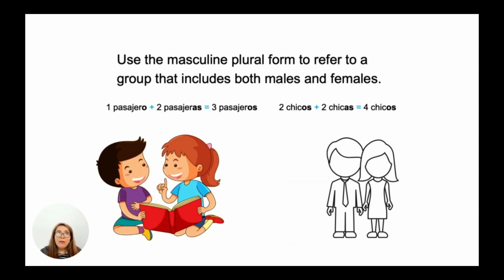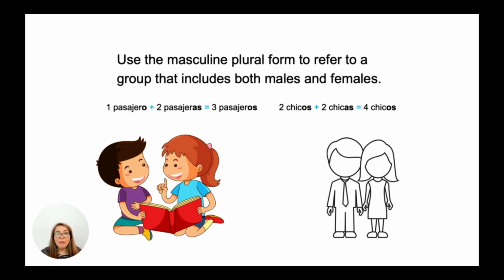What happens then if we're talking and we see a group of just females? We could say las chicas, okay? If we see a group of only boys, los chicos. But what if there are boys and girls? In that case, we'll say los chicos. Los chicos already includes girls as well, females, okay?